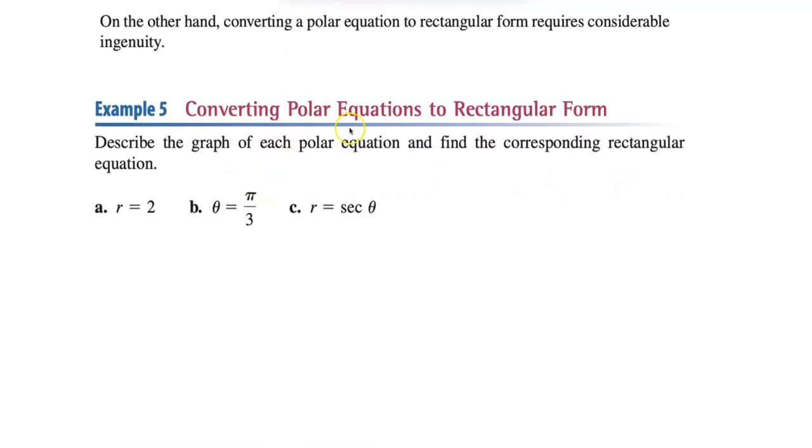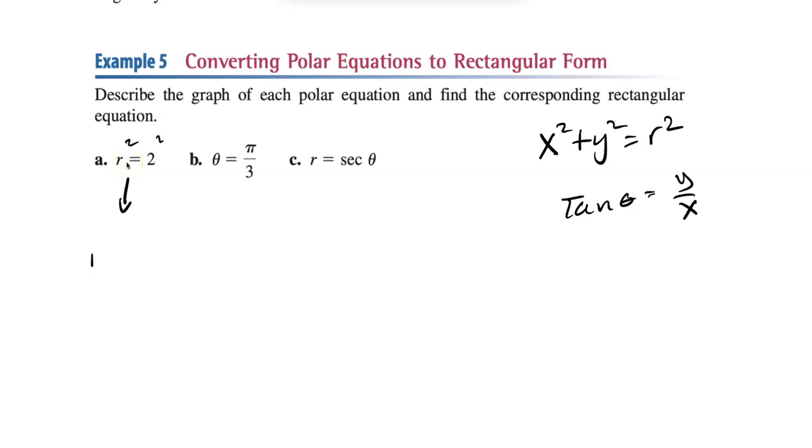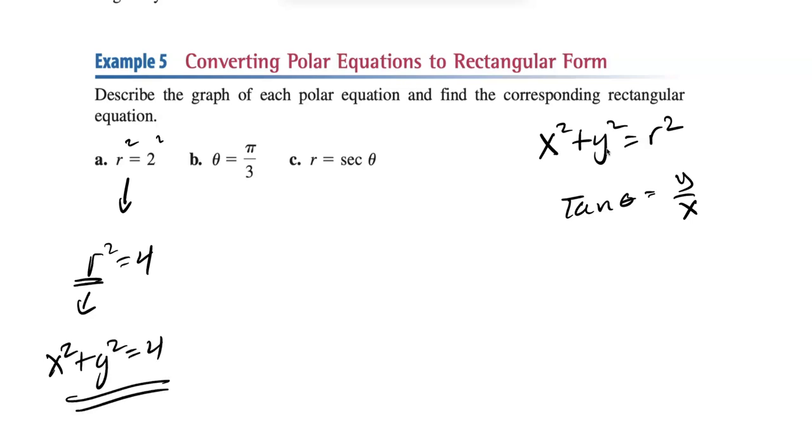Describe the graph of each polar equation, and find the corresponding rectangular equation. We have to keep in mind that the equations we have to use are this, and tan of theta equals y over x. Like this first one here, r equals 2. What I could do is square both sides, and I get r squared equals 4. Why did I do that? Because r squared is x squared plus y squared. So I can replace this with x squared plus y squared equals 4, and you get your equation.